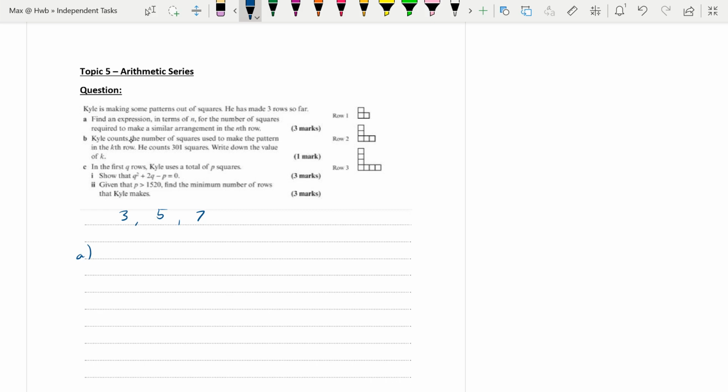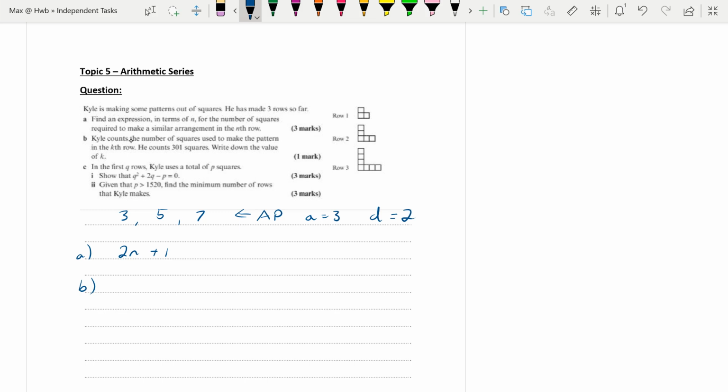So part A, it simply wants me to find an expression in terms of n for the number of squares required to make a similar arrangement for the nth row. So I basically just want the nth term. Okay, now I'm going up in 2, so I've got 2n, and I add 1 every time onto that, so it's 2n plus 1. Now I have got an AP here, I'm adding every time. Now if I'm thinking about an AP in general, I need to know what a is. a is 3, and d would be 2. So I'm going to need that later on.